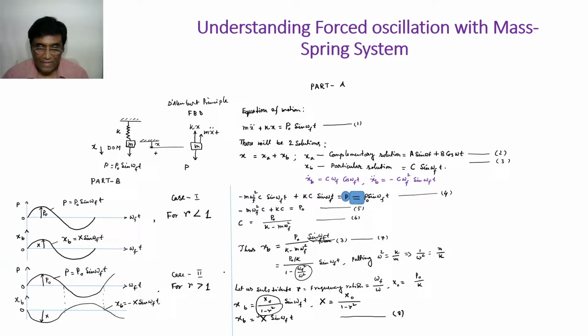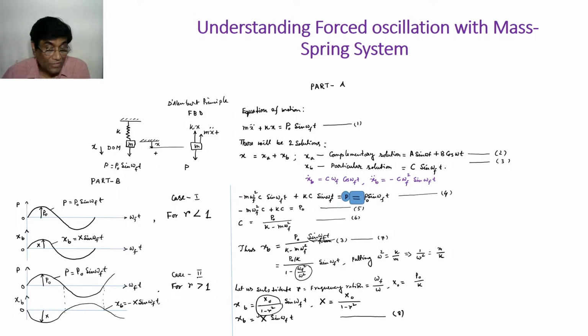then we are seeing that if r less than 1, so this quantity is positive definite, so x is positive definite. So in that case, xb equals to some constant, the amplitude of oscillation, times sine omega f t, okay. And the forcing function and this resultant displacement function, they are in phase because this is positive definite.